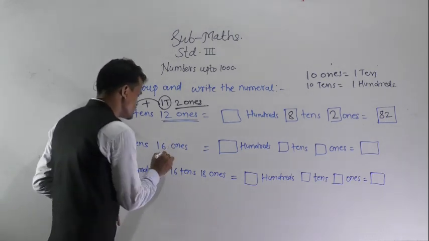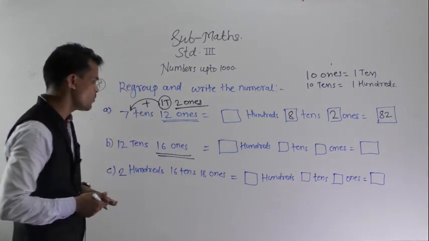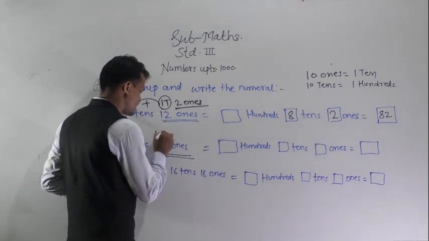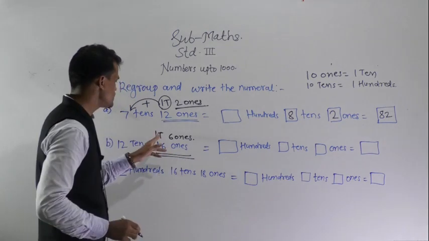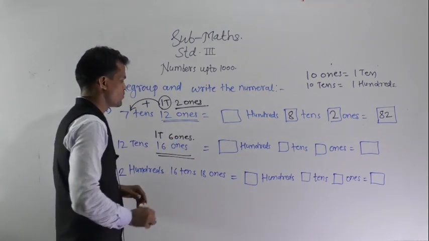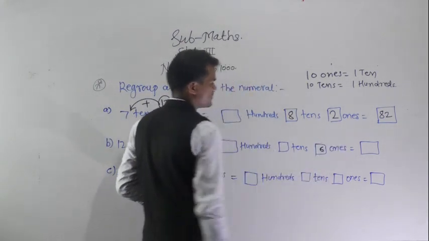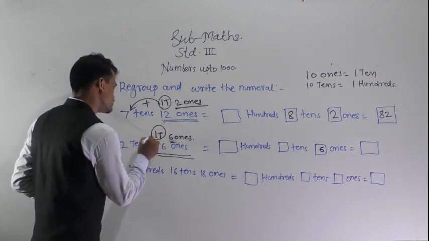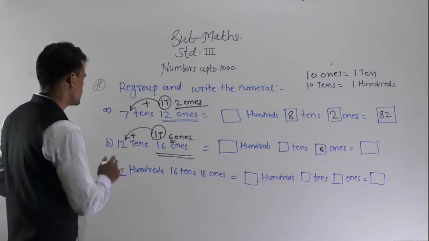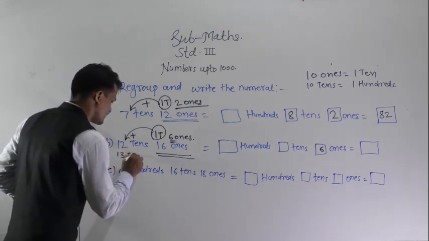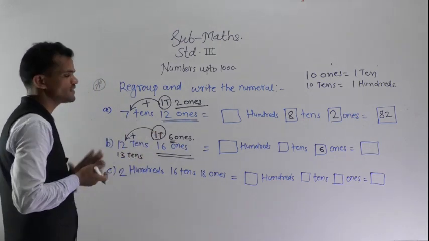Then 12 tens and 16 ones. First regroup this 16 ones into how many tens and how many ones. 16 ones means 1 ten and 6 ones. This 6 ones write into the ones column or ones place. Then this 1 ten you have to add into 12 tens. Now how many tens are there? 13 tens. If we add 1 ten into 12 tens, we will get 13 tens.